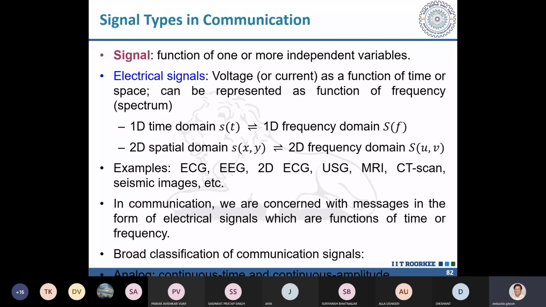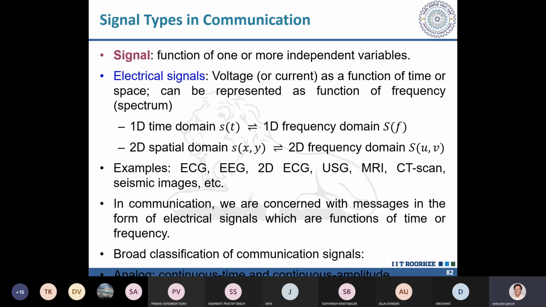Now, these are some of the basic things about transmission. Now coming to signal types, what are the different signal types we use in communication? Till now, you have seen that mostly we were using signals such as the message and voice. This is what we were talking about.